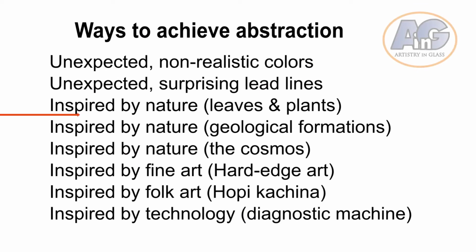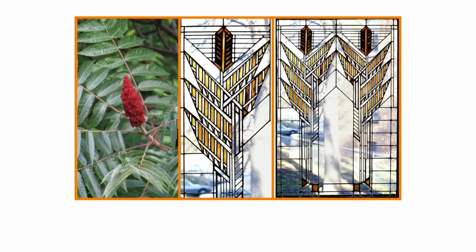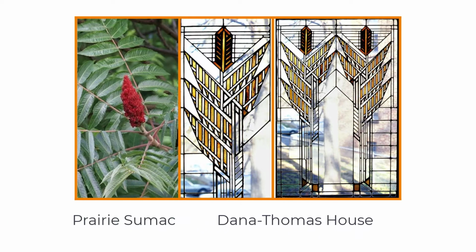Okay, let's now take a look at one of the favourite methods of abstraction, which is to take scenes from nature. And here's one of the most famous, a classic from the genius of Frank Lloyd Wright, in which he took the prairie sumac plant and made a highly abstracted, almost cubist representation for the famous Dana Thomas House in Springfield, Illinois.